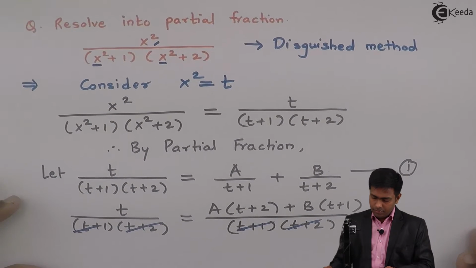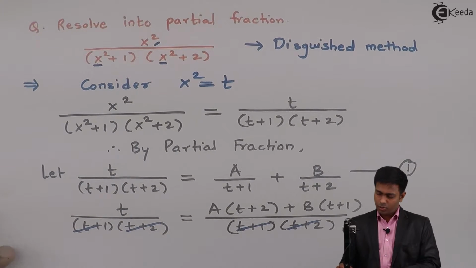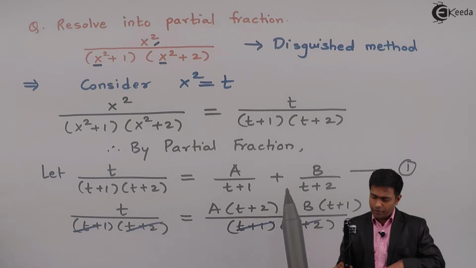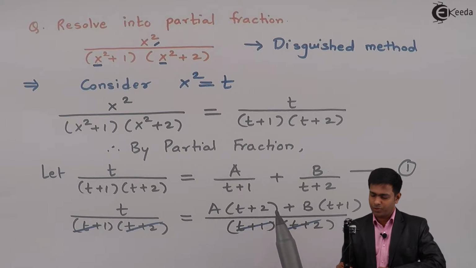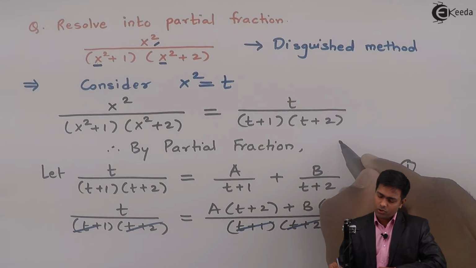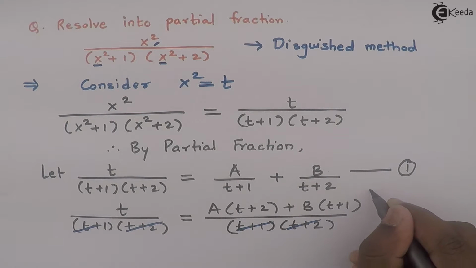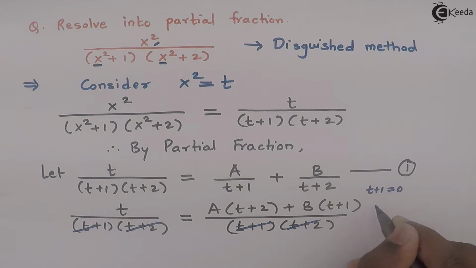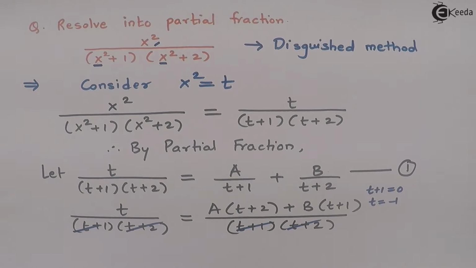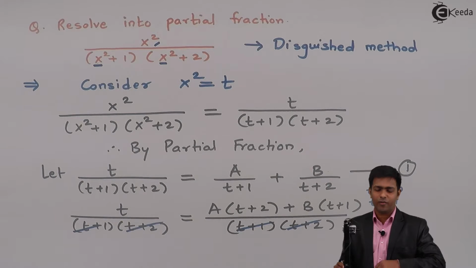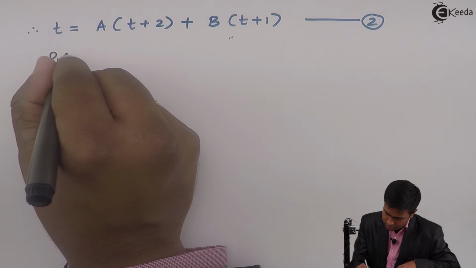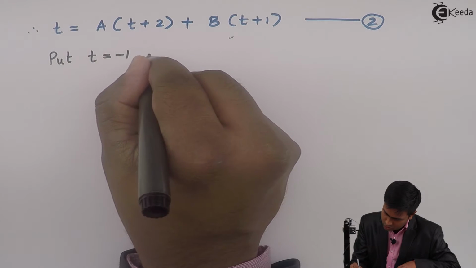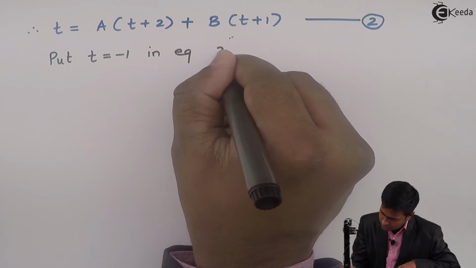So let's apply the trick. By the trick, whenever we want to find the value of a, we assume the denominator of a as 0. So here I will assume t plus 1 as 0. By assuming t plus 1 as 0, we get t as minus 1. So now we will substitute t equal to minus 1 in equation number 2 to get the value of a. So here I will say, put t equal to minus 1 in equation number 2.